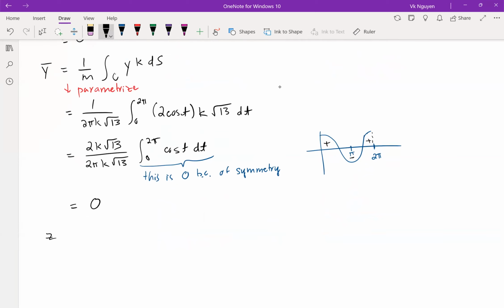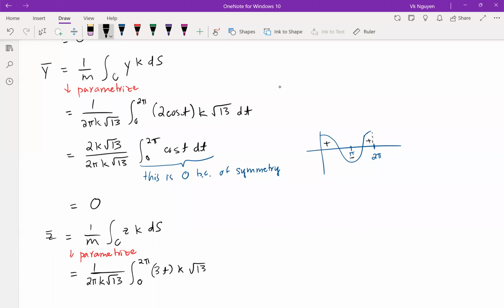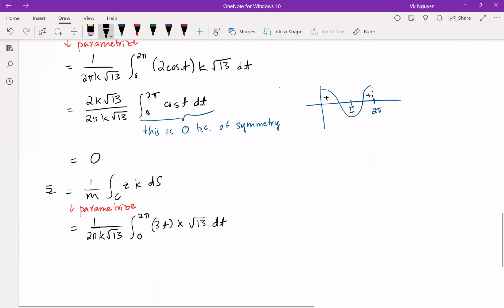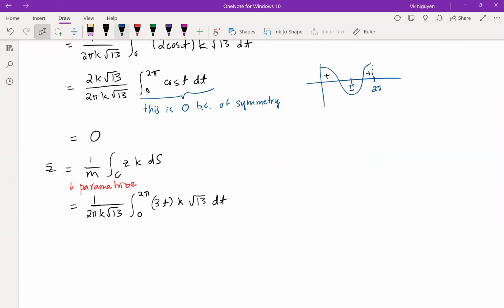Now it's just going to be a z bar. Parameterize it, and 2 pi k root of 13, 0 to 2 pi, z is the 3t, k root of 13 dt. Oh yeah, this one you got to integrate this thing here. It's not gonna be 0, no. 3k root of 13 over 2 pi k root of 13, 0 to 2 pi t dt.